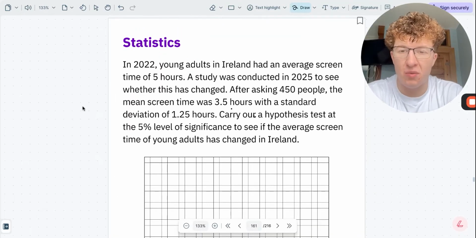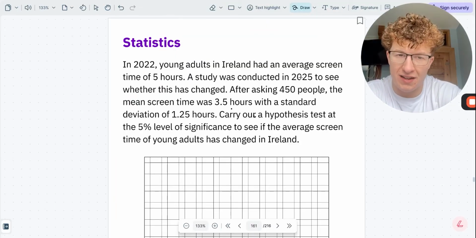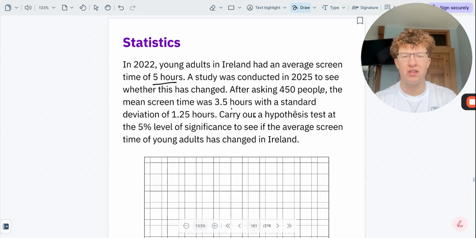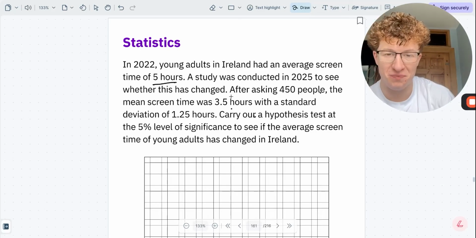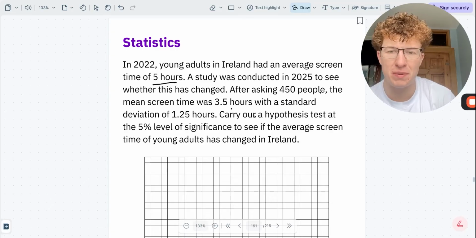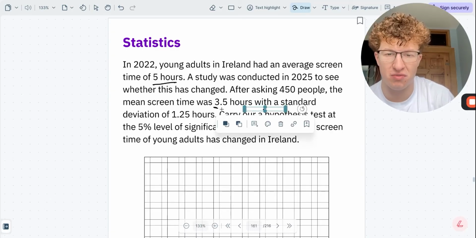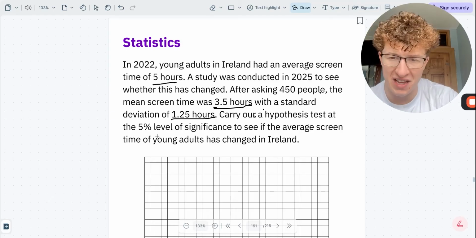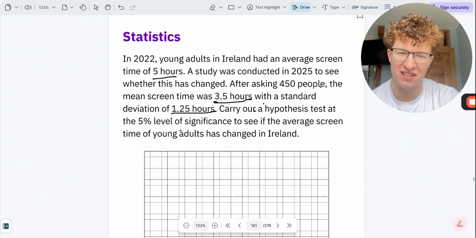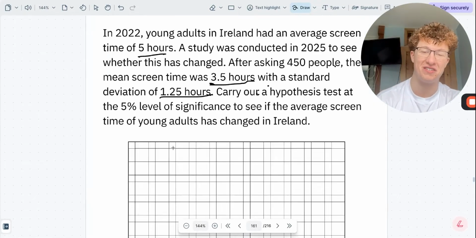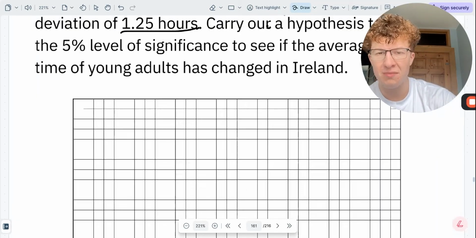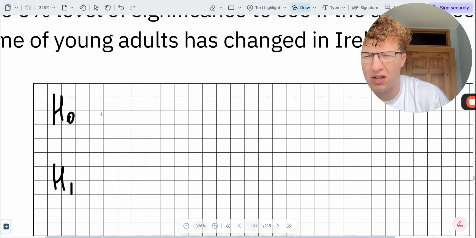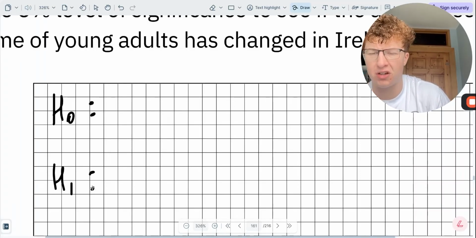So, the last question here, we have in 2022, young adults in Ireland had an average screen time of 5 hours. Then, a study was conducted in 2025 to see whether this had changed. After asking 450 people, the mean screen time was 3.5 hours with a standard deviation of 1.25 hours. Carry out a hypothesis test at the 5% level of significance to see if the average screen time of the young adults has changed. So, immediately, hypothesis test. Don't even think about it. H0 and H1. The null hypothesis and the alternative hypothesis.